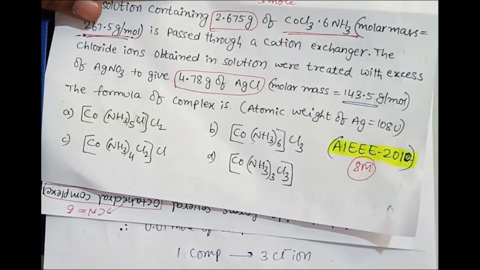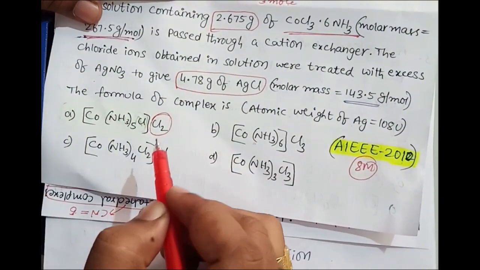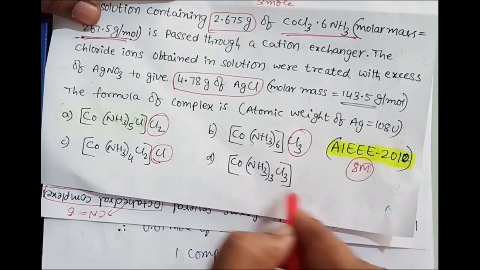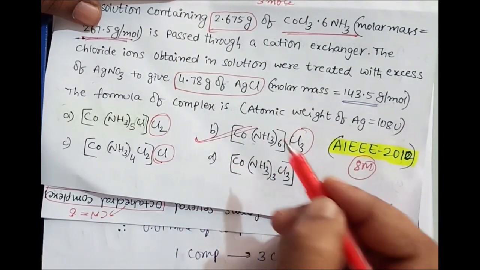So in which option is that facility there? Just see. Here 2 chloride ions will be separated, here 3 chloride ions will be separated, here only 1 chloride ion, and here no chloride ion. Therefore the answer is B.